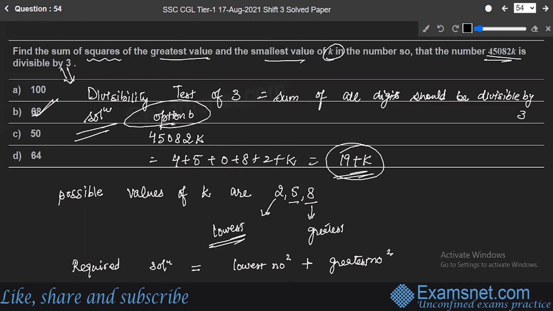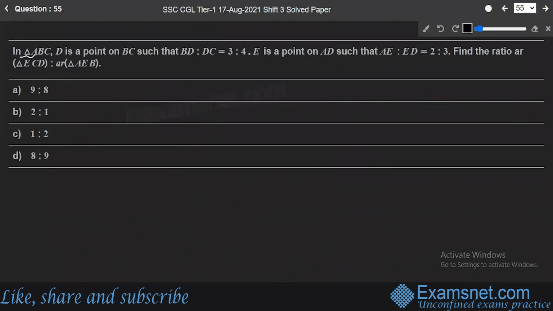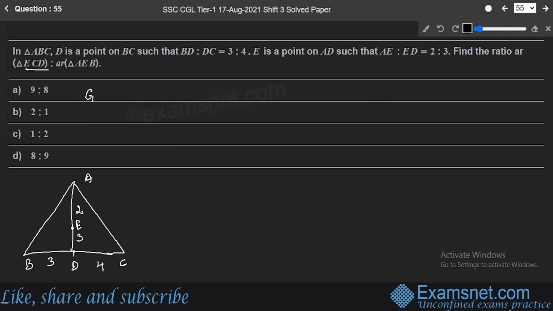Then let's move to the next question, number 55. This question says in triangle ABC, D is a point on BC such that BD is to DC is 3 is to 4, and E is a point on AD such that AE is to ED is 2 is to 3. You have to find the ratio of the areas of these two triangles. Let's make the triangle first. This is the triangle ABC. D is a point on BC such that BD is to DC is 3 is to 4. E is a point on AD, so let's make AD, such that AE is to ED is 2 is to 3. We have to find the ratio of the areas of triangle ECD to AEB.